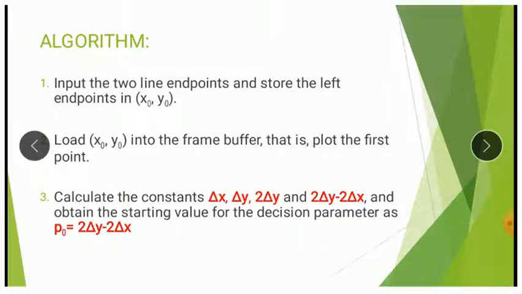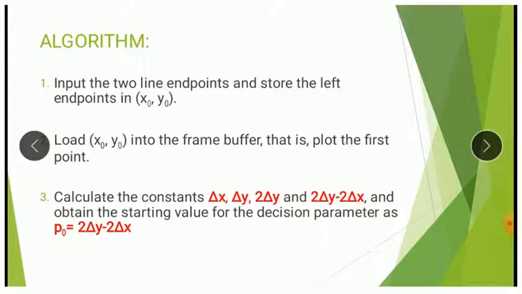So the first step in the algorithm is to input the two endpoints. Like any line, we need to have two endpoints of the line to draw the line, right? So we are going to take the two line inputs, the endpoints, and store the left endpoint in x0 comma y0.